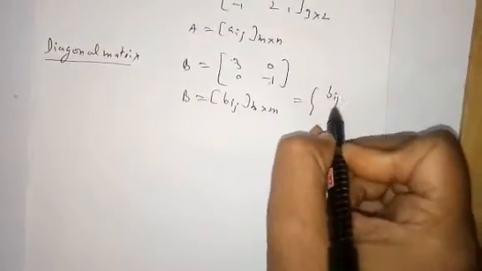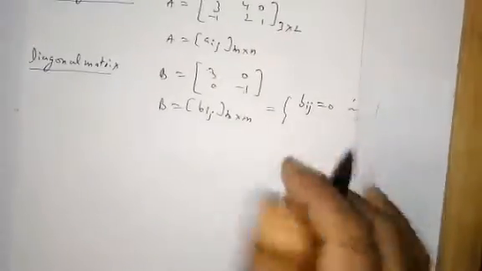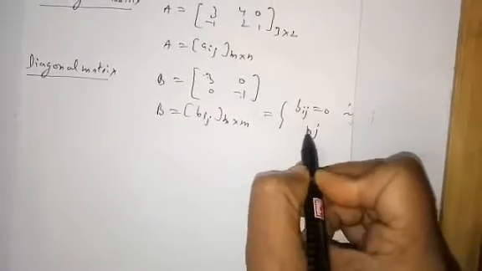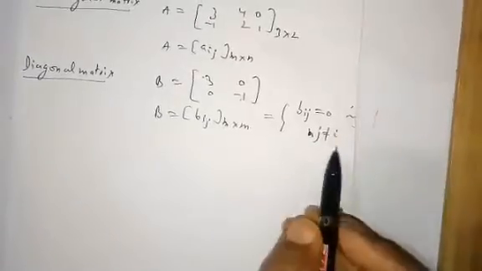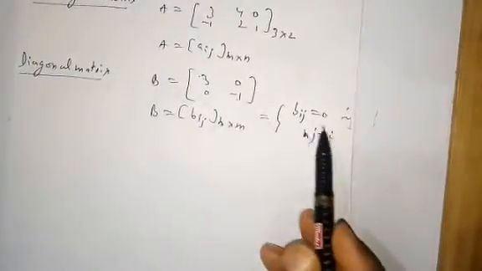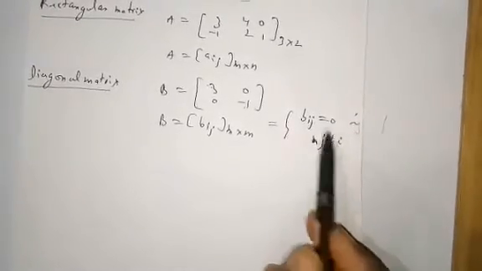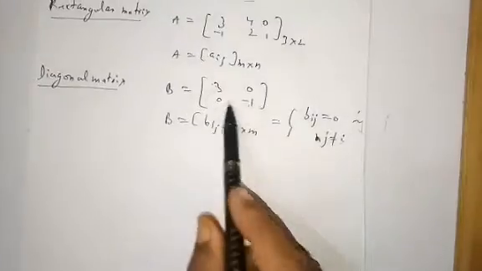where Bij is 0 if i is not equal to j. In a diagonal matrix, for the position where i is not equal to j, there is 0, and the other elements have some values.